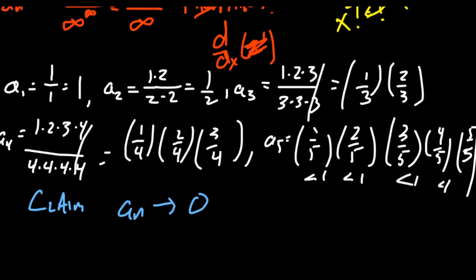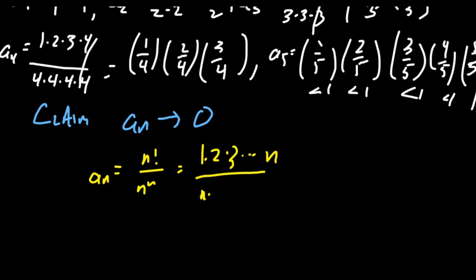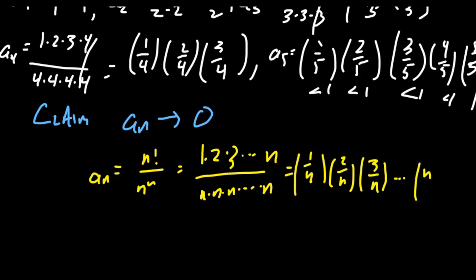To justify this claim, let's look at the general case. Notice here that if you take a sub n, this is equal to n factorial over n to the n. So this is going to look like 1 times 2 times 3 all the way up to n, and this will then sit above n times n times n all the way up to n. If you put these into factorizations, you get 1 over n, 2 over n, 3 over n, all the way up to n over n. And all of these factors, ignoring the first one for a moment, each of them is going to be less than or equal to 1. N over n, of course, is exactly equal to 1, and all the other ones are strictly less than 1.